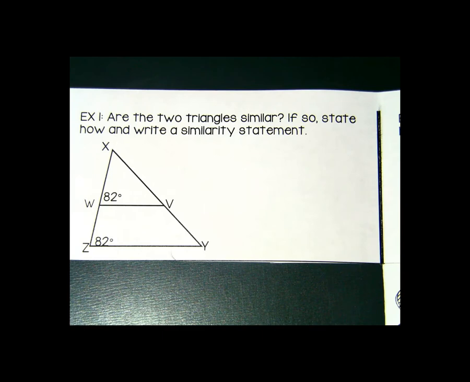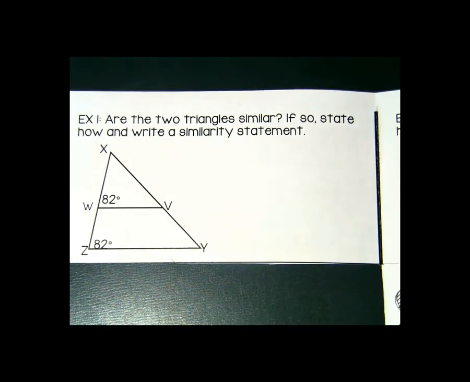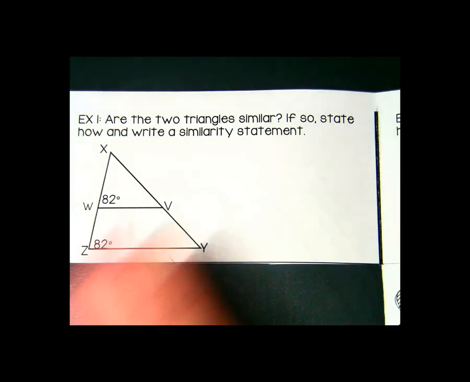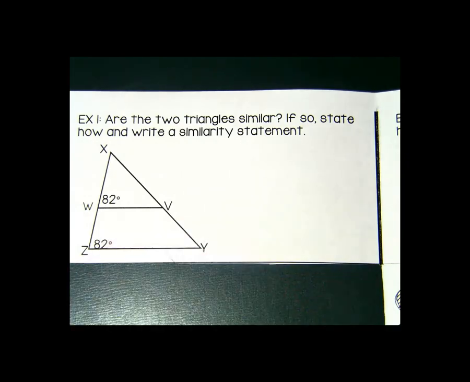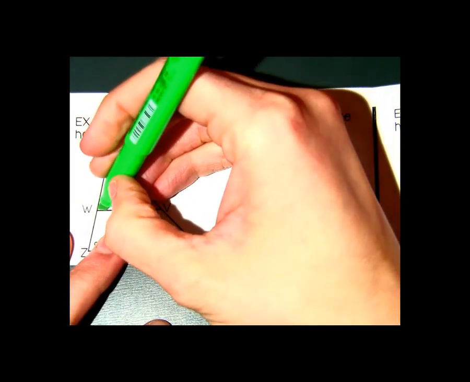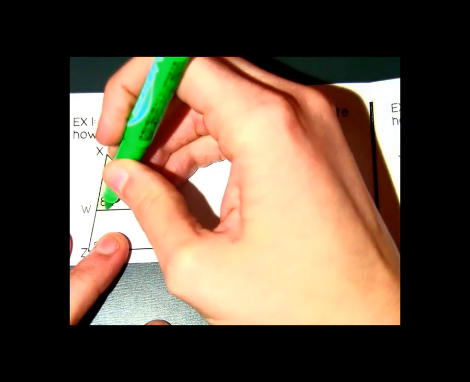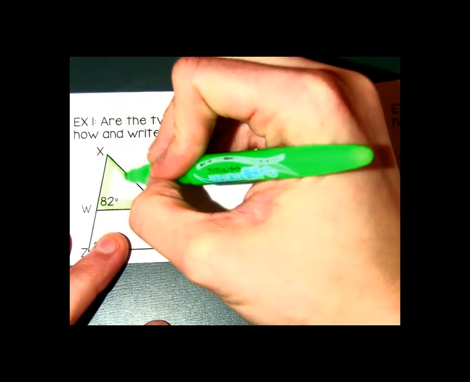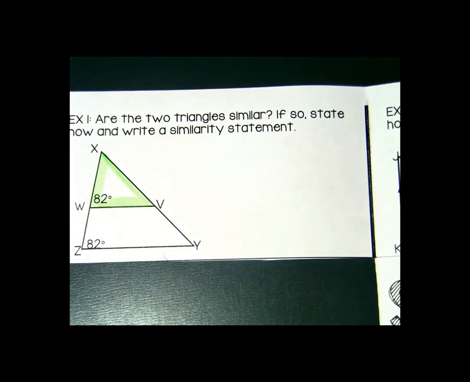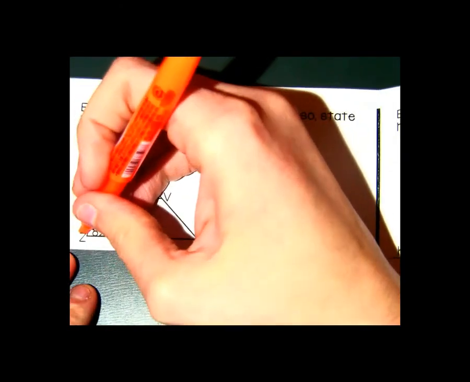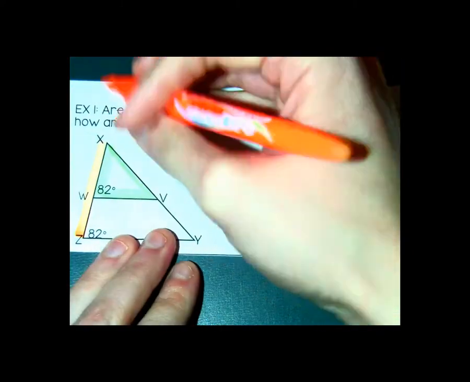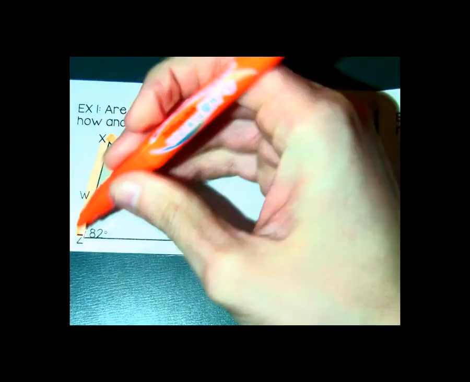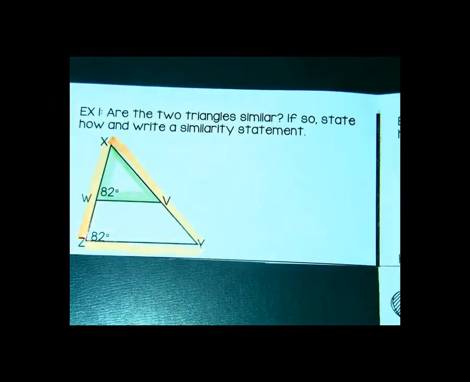So let's decide, remember we're working with angle, angle. If we have two angles congruent, then we have similar triangles. And I'm going to grab some highlighters because this is very much how a lot of similar triangles are drawn. We've got a green and an orange. What it's asking here is, is this triangle similar to this one? So that's what we're looking at.